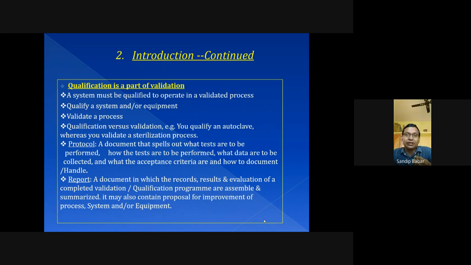You have to recommend that this system is released for use, that this system is set with this type of parameters, and that you can use these parameters to run the equipment in your routine process. That report will release the equipment for actual use. Can we move to the next slide?